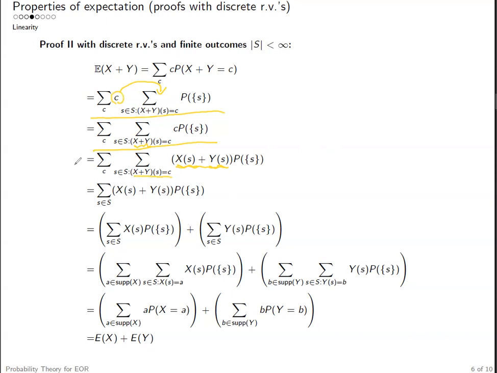So now we arrive at the fourth step. Let's move from the fourth to the next step. Here we're gonna sum over all those outcomes such that x plus y maps all those outcomes to value c, but at the same time we're gonna sum over all possible choices of c. That essentially means we're gonna sum over all outcomes within the sample space.